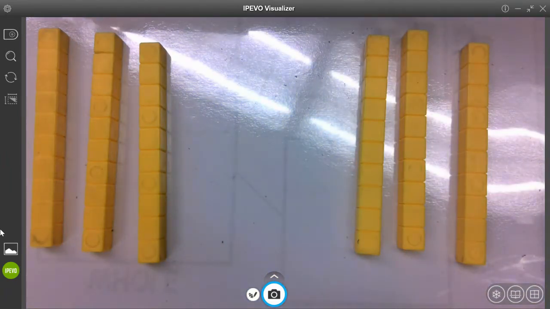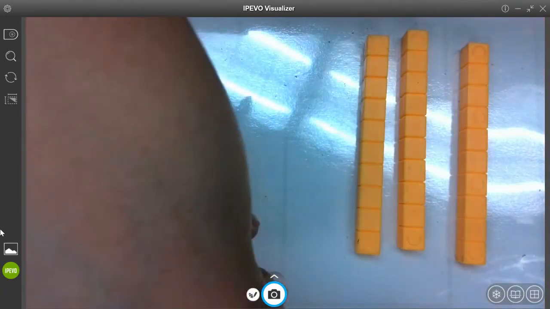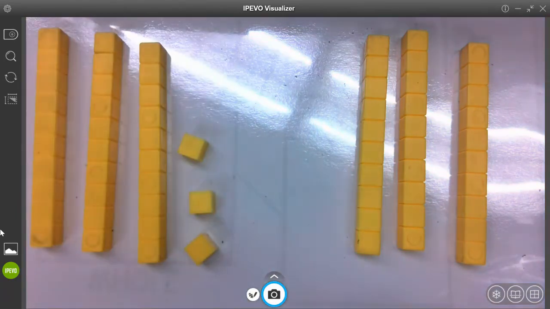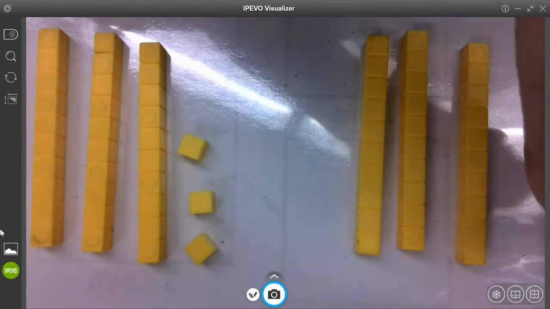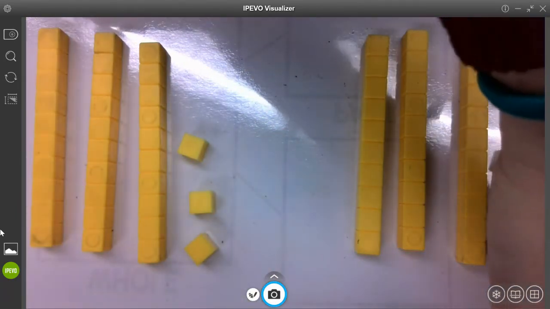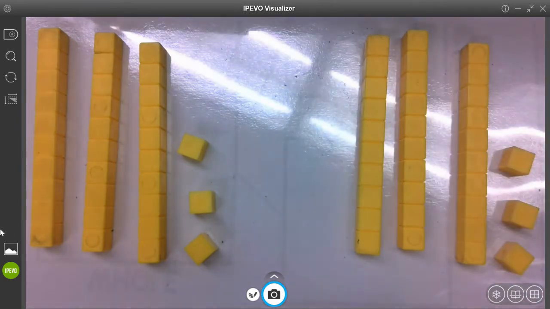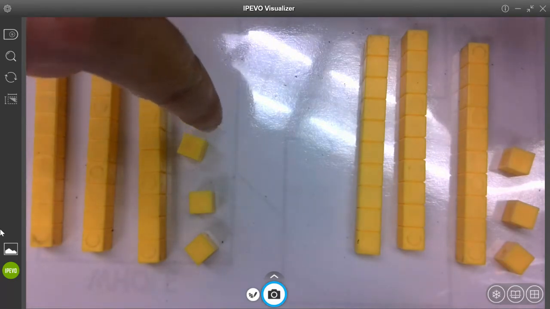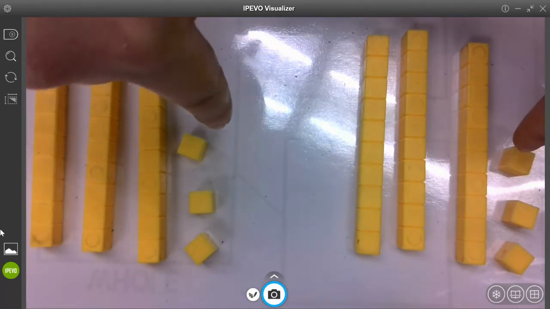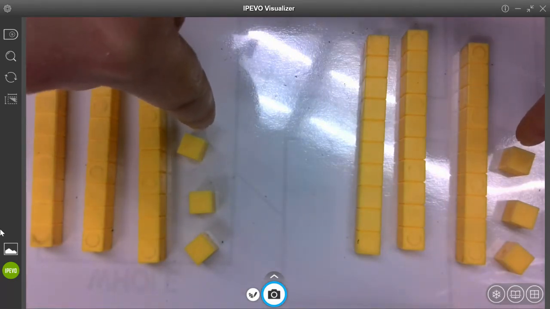On this side, I have 1, 2, 3 ones. On this side, I have 1, 2, 3 ones. I turn my focus to the ones, comparing once again. So I have 3 ones and 3 ones. Which one's greater?